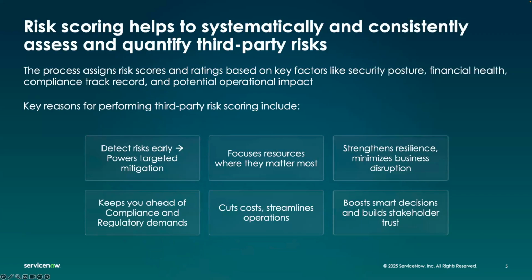Risk scoring is a structured way to assess and quantify the risks that third parties may introduce to our organization. It assigns risk scores and ratings based on key factors like their security posture, financial health, compliance track record, and potential impact on our operations if things go wrong.